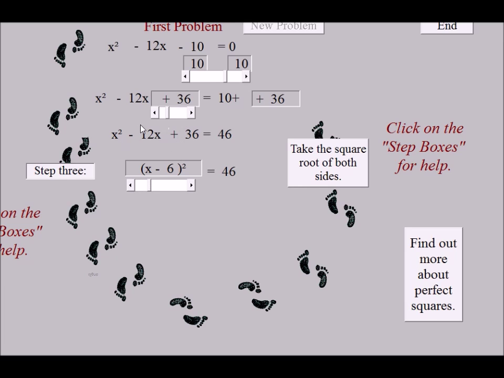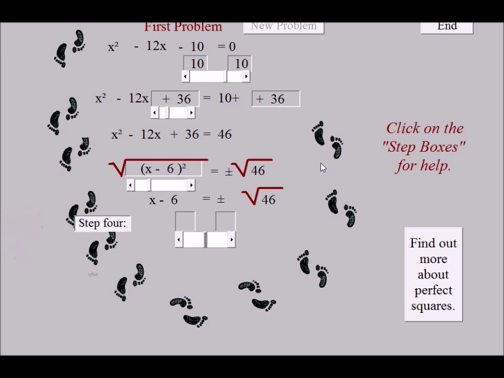So this is equivalent to this. The 46 is still with us. Now we'll take the square root of both sides. We'll put a plus or minus on one side. We don't need to put it on both sides because that'd be kind of redundant. Now if we ask ourselves what number times itself gives us this thing squared, it's just going to be x minus 6. I hope you see that. And we have the 46.